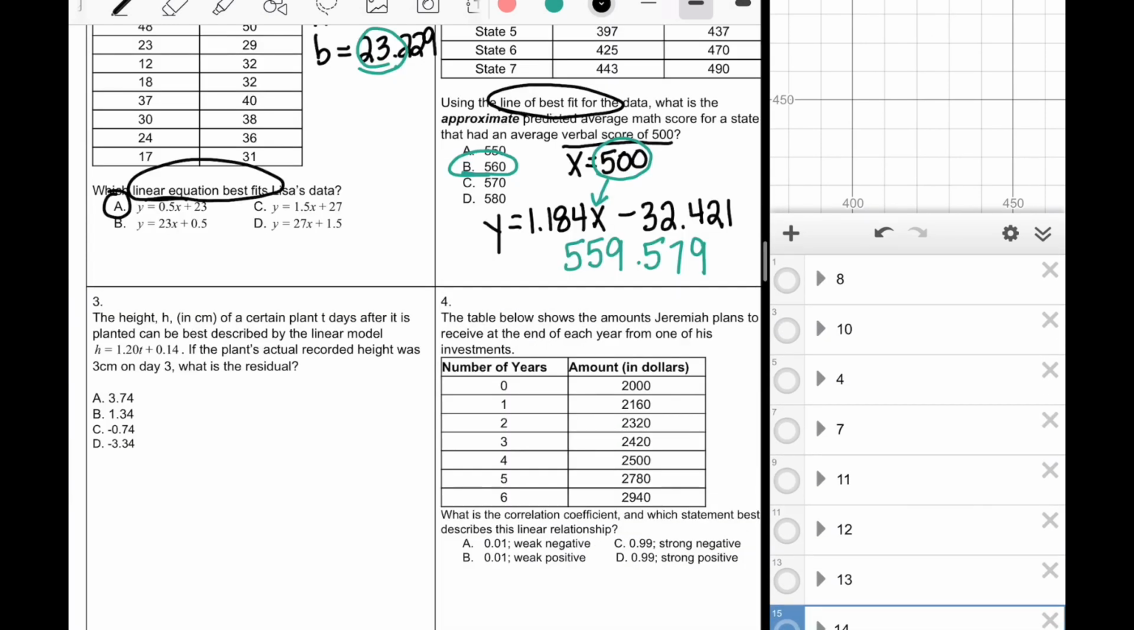All right, and about a residual, it says the height h in centimeters of a certain plant t days after it's planted can be described by this linear model. If the plant's actual recorded height was 3 centimeters on day 3, what is the residual? So we've got to remember what the residual is and what we're actually describing. So the residual is how good of a fit is my predicted value from the actual value. We're doing the residual, we're going to do the actual minus the predicted.